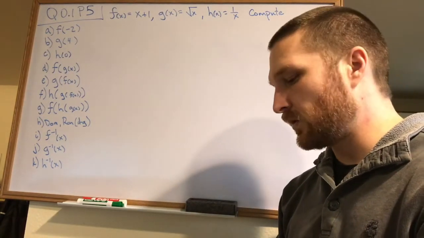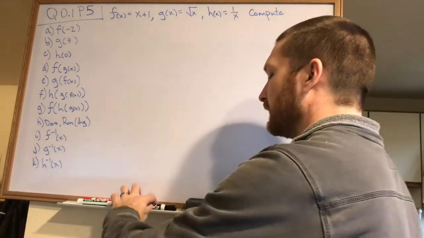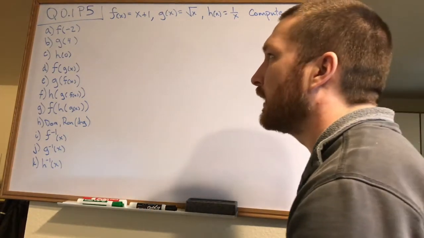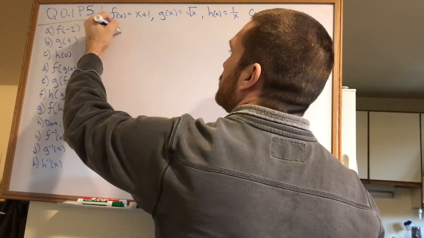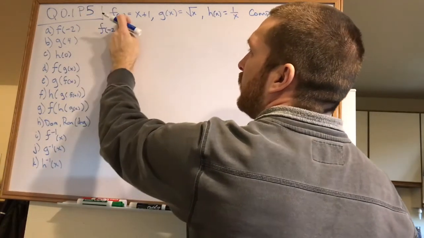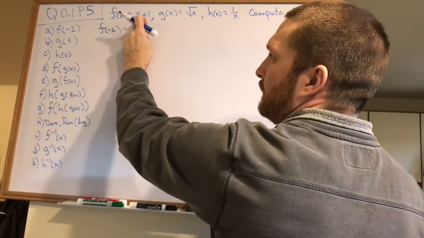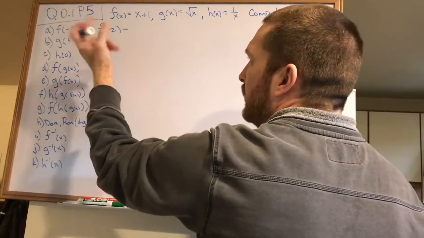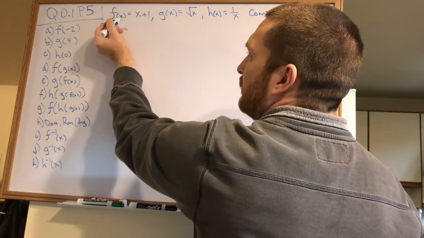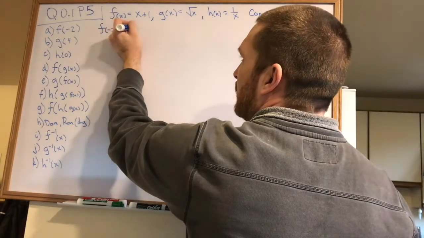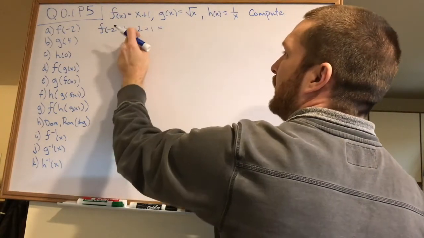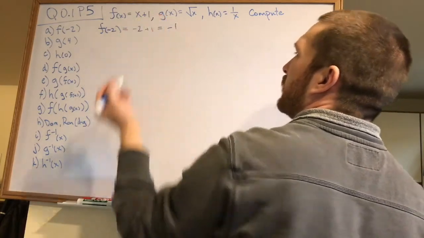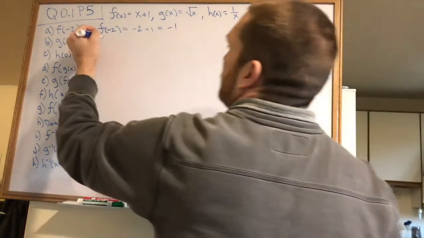These first ones are really straightforward, right? I'm literally just saying, hey, plug in a number and calculate it. So f of minus 2, well, by definition of f, everywhere that I see an x, I put it right there and then just add 1. And so whatever's in there goes right here. And I get minus 2 plus 1 is just minus 1. Okay, cool. What about g of 4?